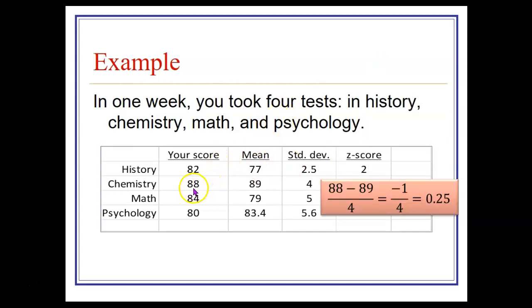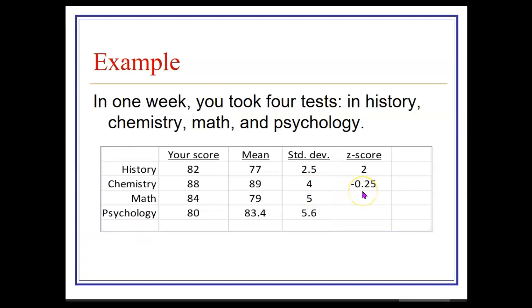On the chemistry test, your score was 88, the mean was 89, 88 minus 89 is -1, and then if you divide by the standard deviation 4, you get -1/4 or -0.25. So on that one you got a negative z-score, which means that your score was below the average by a little bit. So even though 88 is a pretty good score, it's still not as good relative to the other people who took that test. It's below the average score on that test.